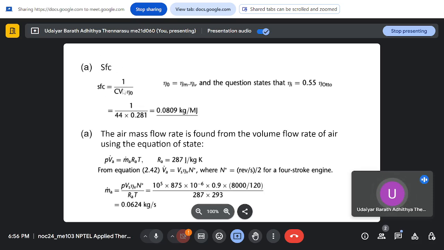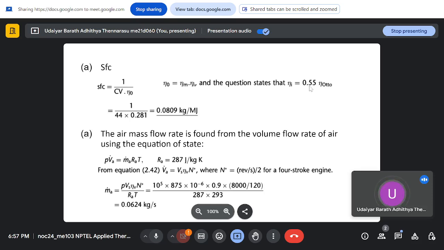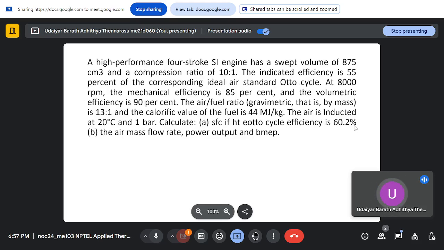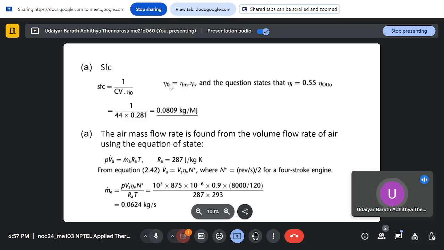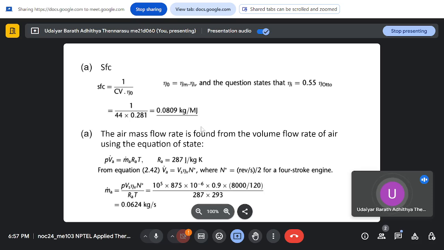The specific fuel consumption is nothing but 1 divided by your calorific value into overall efficiency. So your overall efficiency is mechanical efficiency into indicated thermal efficiency. So in the question it is given as indicated efficiency is 0.55 of the ideal air standard or Otto cycle efficiency. So Otto cycle efficiency is 60.2%, and 55% of that. So 0.55 into 0.602 into 0.85, that will give you the overall efficiency, which comes out to be 0.281, and your calorific value is 44 megajoule per kg. So this comes out to be, the specific fuel consumption is 0.0809 kg per megajoule.